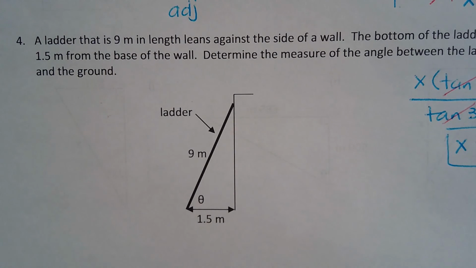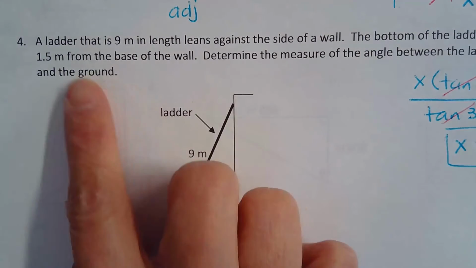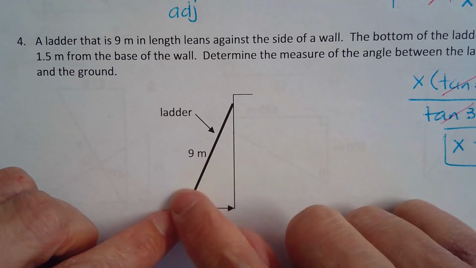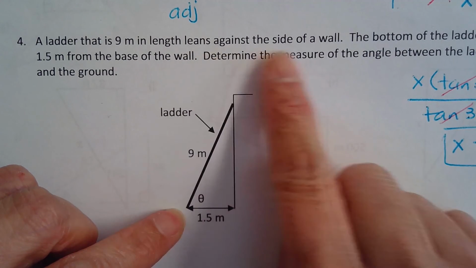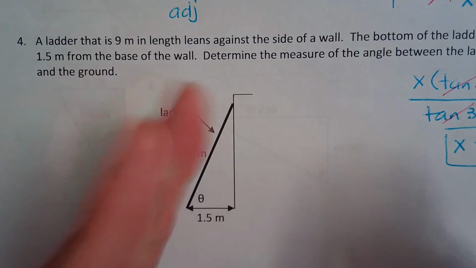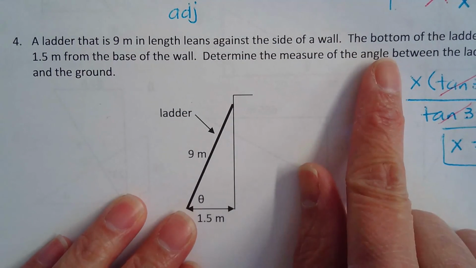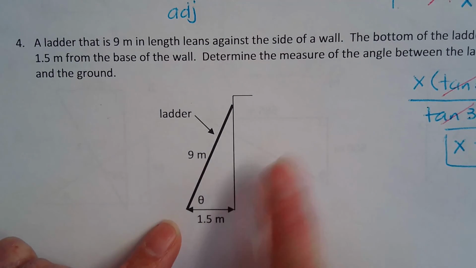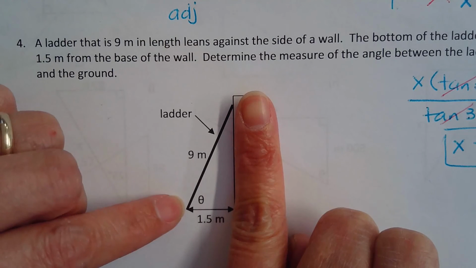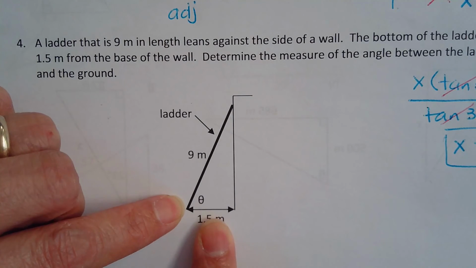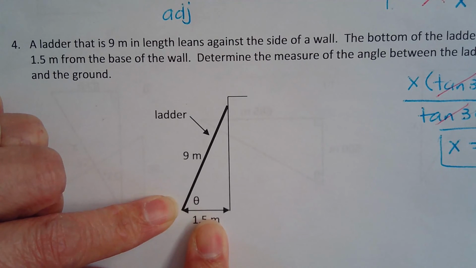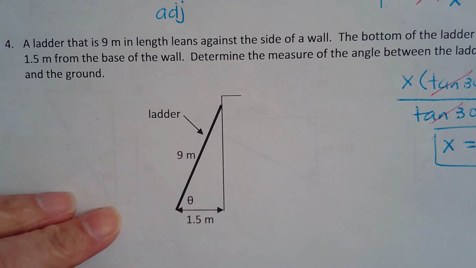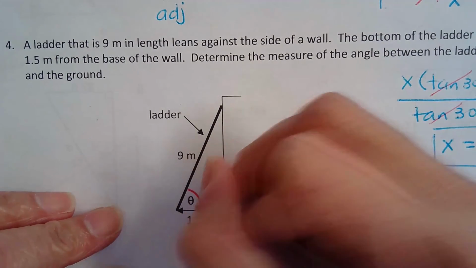Looking at this one here, they gave us a picture already. It says here the ladder is 9 meters in length. So this is the ladder, 9 meters in length, leaning against the side of the wall. So this is the wall and it's leaning on it. The bottom of the ladder is 1.5 meters from the base of the wall. The bottom of the ladder is here, 1.5 meters there. Determine the measure of the angle between the ladder and the ground. Right there.